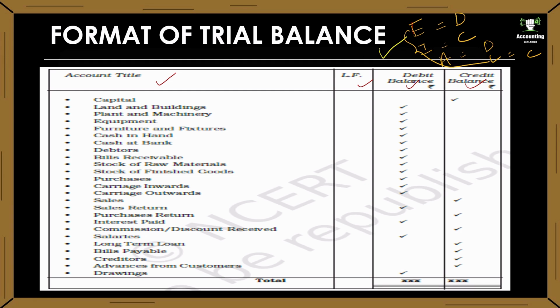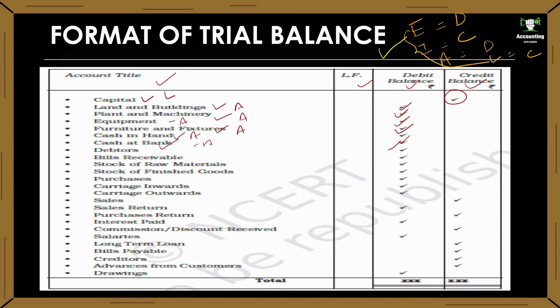First, capital. Capital is a liability, so it will have a credit balance. Land and buildings is an asset. It will have a debit balance. Plant and machinery is an asset. It will have a debit balance. Equipment is an asset. Debit balance. Furniture and fixtures, asset. Debit balance. Cash in hand, asset. Debit balance. Cash at bank, asset. Debit balance.